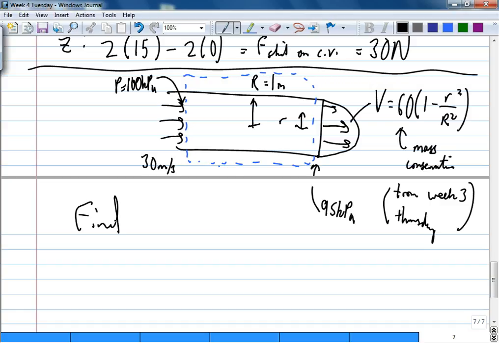What do you want to find? F external, to hold the pipe in place. Or our F external on the control volume, to hold the pipe in place. Okay, so we start with this one.